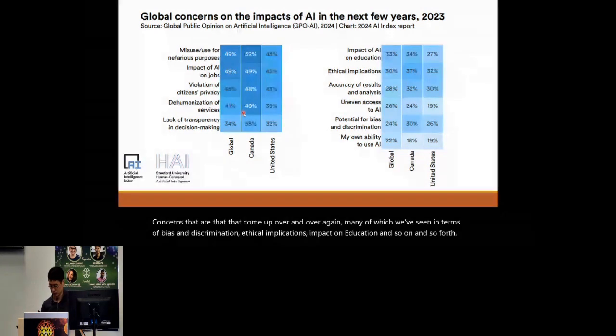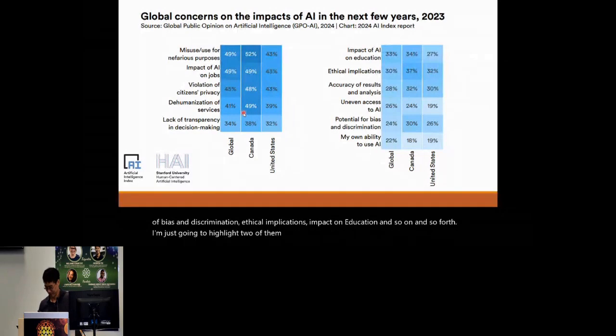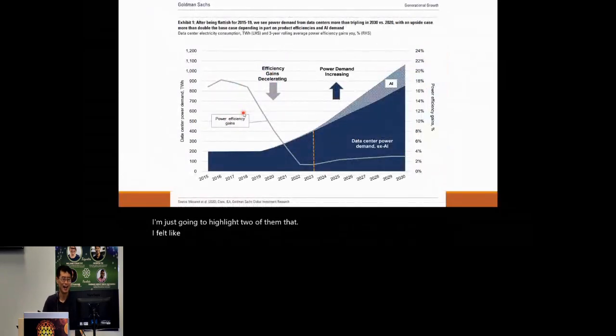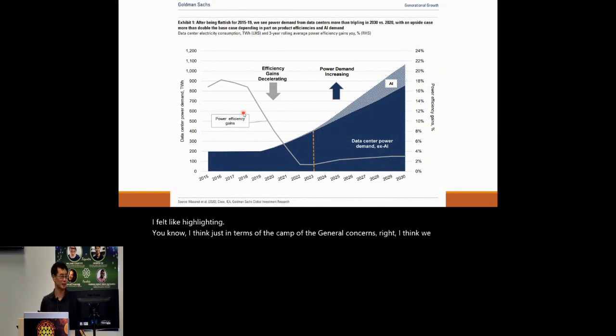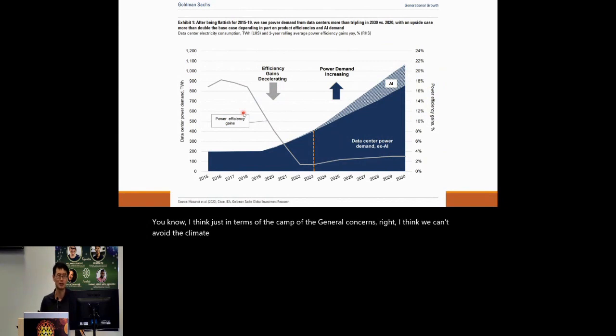I'm just going to highlight two of them that I felt like highlighting. In the camp of the general concerns, I think we can't avoid the climate impacts of LLMs. The amount of energy needed to train the models has been well documented. And also, inferencing in theory is a much cheaper operation, but when you multiply that by the anticipated usage, I think you see quite substantial potential impacts.